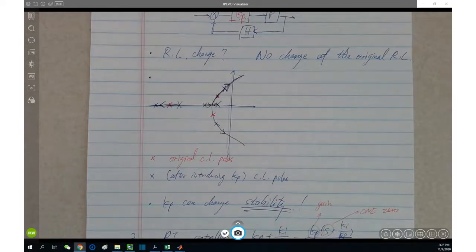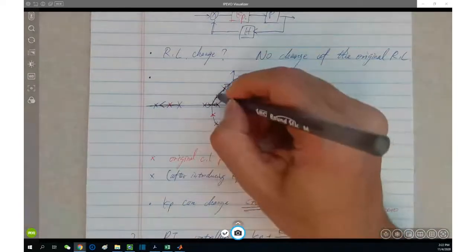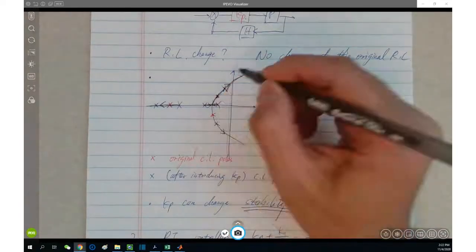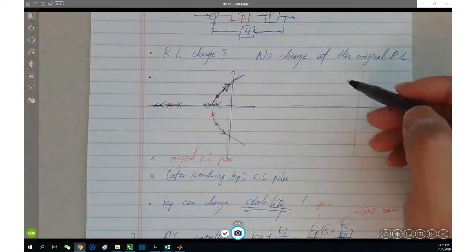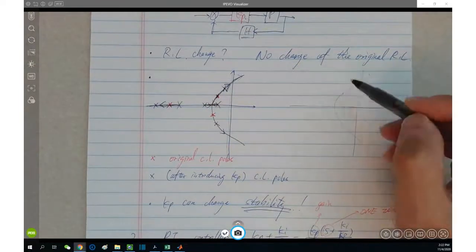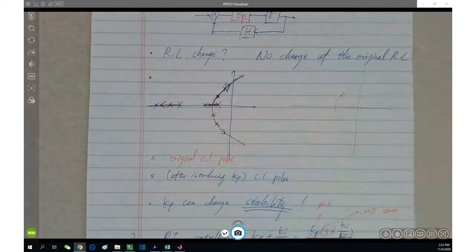However, here I'm talking about your pole location. Your pole location has moved. But if you're pointing to the same location on the original root locus and the new root locus, you're going to have exactly different K values. That's what I wanted to make sure.